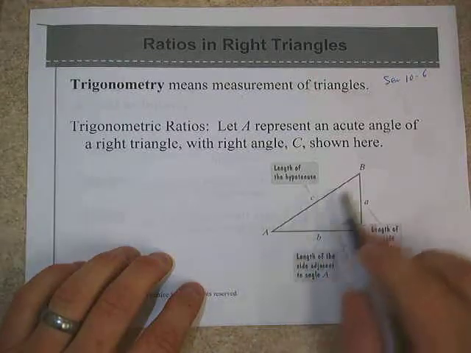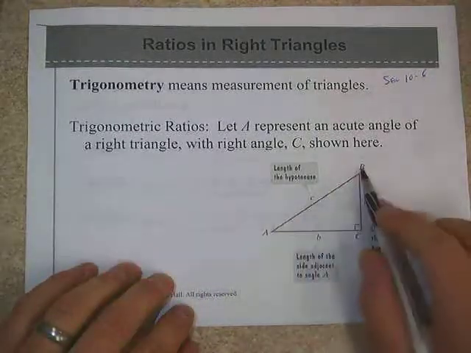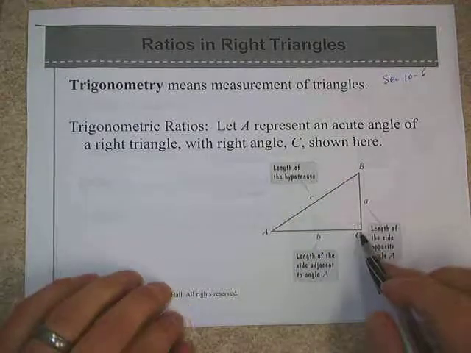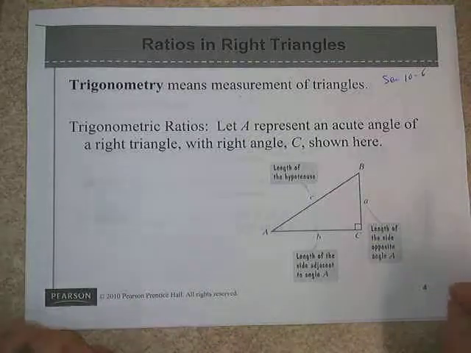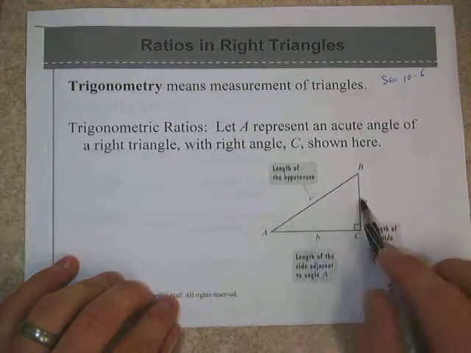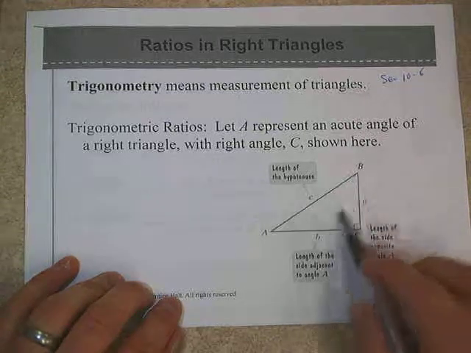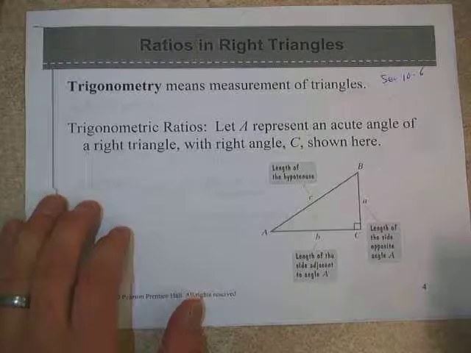If we name a triangle, we usually call the angles capital letters, capital A, B, and C. Generally, C is the right angle, because we're going to be talking about right triangles in this particular section. And the sides across from them, the side opposite A is going to be little a, the side opposite B is going to be little b, and the side opposite C is going to be little c.